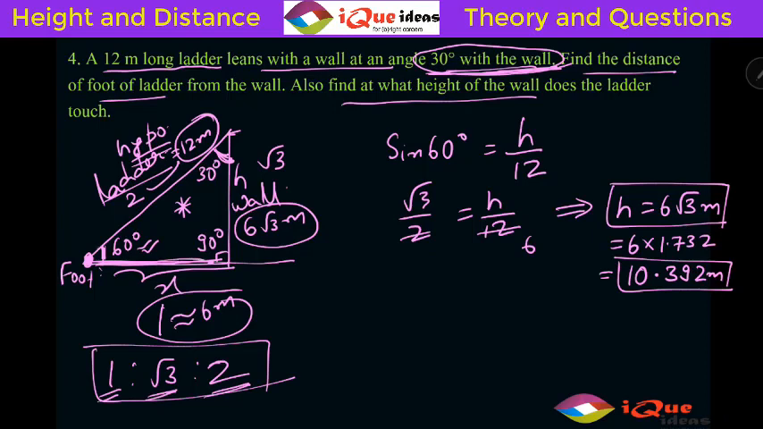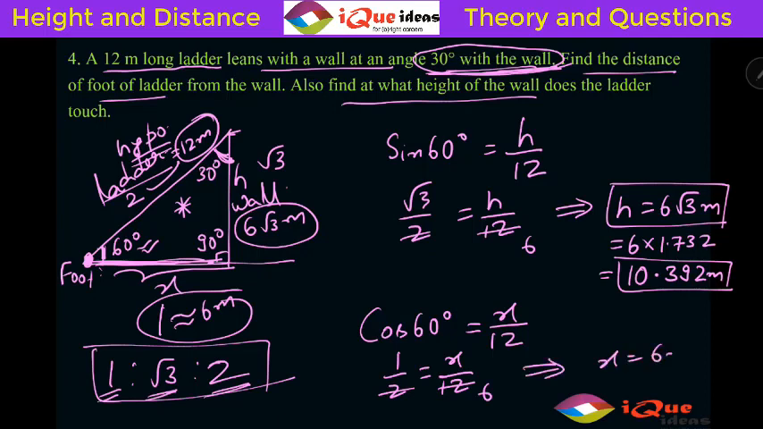Alright. Now this x is the adjacent side to 60. So let's use cos. So cos 60 degrees in this case will be equal to x, that is the adjacent side, divided by the hypotenuse, that is 12. And we know that cos 60 degrees is 1 by 2. So that is equal to x by 12. So 2 cancels 12 six times. So from here we get x equal to 6 meters. But here, if you remember this ratio 1 is to root 3 is to 2, we had already done it a long time ago.